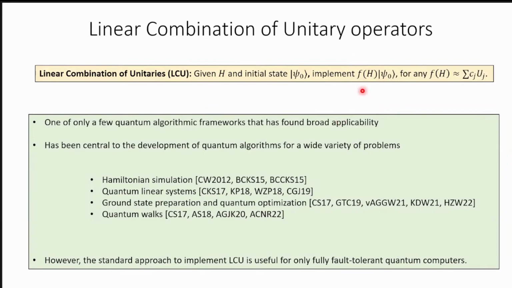By the way, by the function of a Hamiltonian, what I mean is you're applying the function f to the eigenvalues of your Hamiltonian. So suppose your Hamiltonian has eigenvalue lambda, you're transforming by this operation the eigenvalues to f of lambda. That's what I mean by implementing a function of the Hamiltonian. So for a wide range of these problems, you see that the underlying technique boils down to applying some function f, which can be approximated by a linear combination of unitaries.